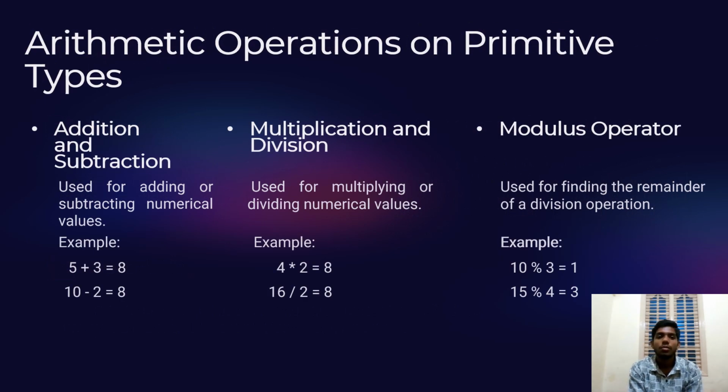We can also perform arithmetic operations on the primitive types, like addition and subtraction, which is used for adding or subtracting numerical values, like 5 plus 3 is equal to 8, 10 minus 2 is equal to 8. Multiplication and division. It is used for multiplying and dividing numerical values. Example, 4 into 2 is equal to 8, 16 by 2 is equal to 8. Modulus operator. It is used for finding the remainder of a division operation. Example, 10 modulus 3 is 1 and 15 modulus 4 is 3.